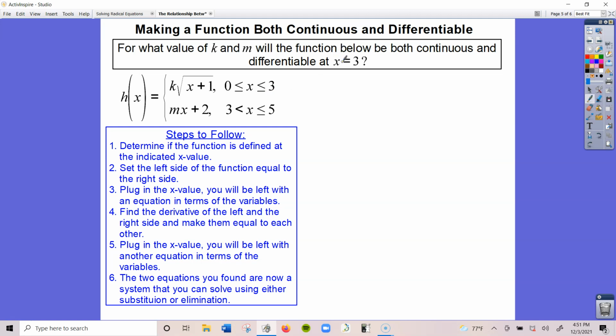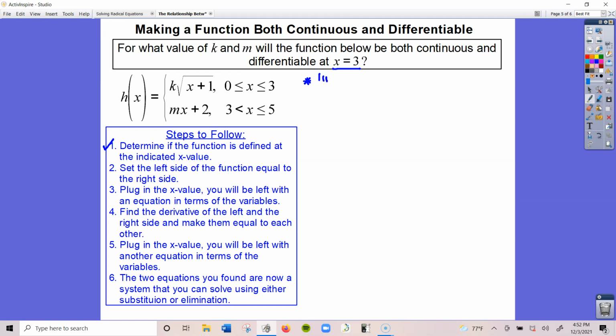So first, we want to make sure that the function is going to be both continuous and differentiable at x equal to 3. So our first step is to determine if the function is even defined at that value. I look here, this is 3, I see that it equals 2, so it is defined, so I can move forward. First, we're going to set up our continuity. We want to make sure that these are going to be equal. In order for those to be equal, I'm going to set up my limits. We always use limits to figure these parts out.